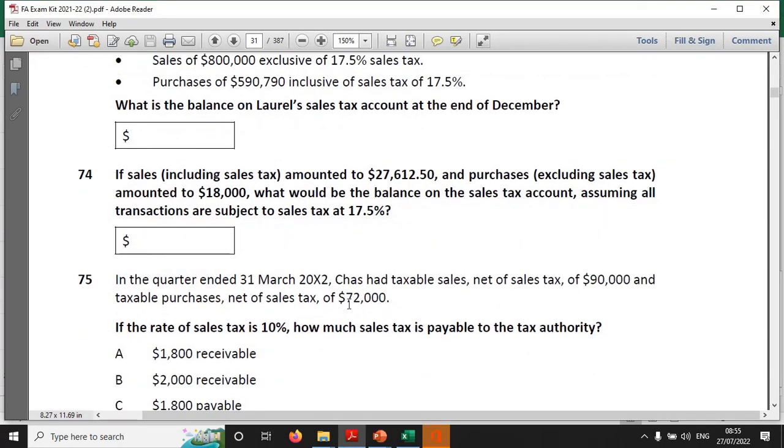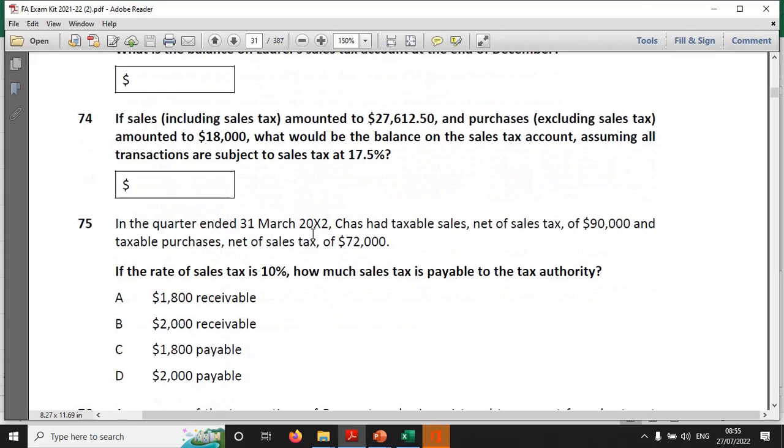Next question, 75. In the quarter ended X2, Charles had taxable sales net of sales tax of 90,000, and taxable purchases net of sales tax 72,000. If the rate of sales tax is 10%, how much sales tax is payable? My goodness. This one is very simple. They have even simplified the percentage. Let's do it. I just want to come and check if you have managed.